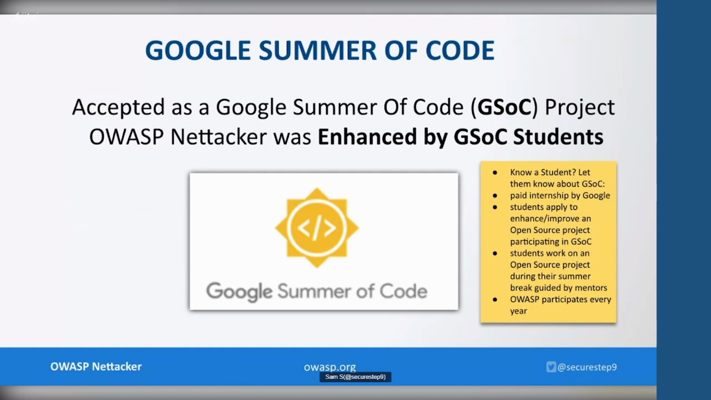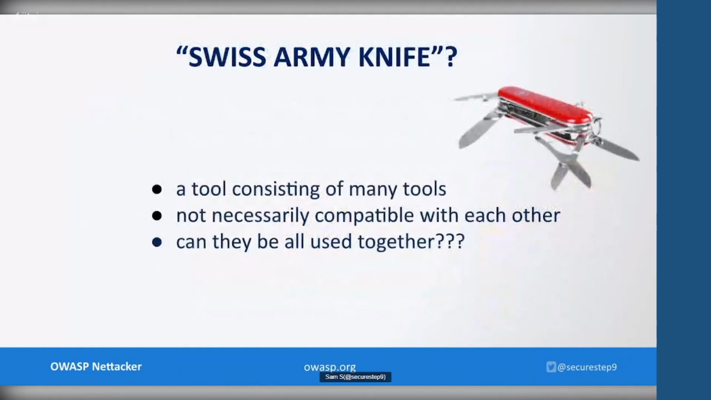It's not just OWASP which participates in Google Summer of Code. Most open source organizations participate, like the Linux Foundation, Mozilla Foundation, and lots of others. But of course, OWASP and several OWASP tools, including OWASP Zap and OWASP Juice Shop, were enhanced and improved using Google Summer of Code students. OWASP participates every single year, and usually Google Summer of Code starts in March, when applications need to be submitted, and then the students work during the summer break, during the summer months.